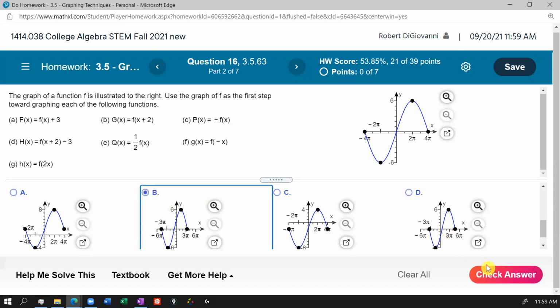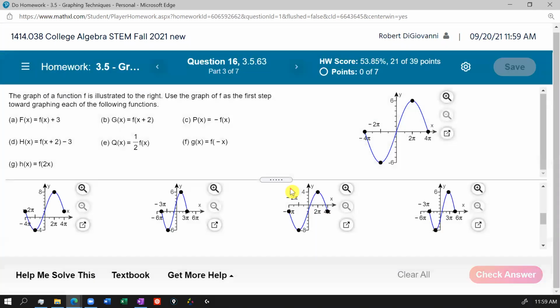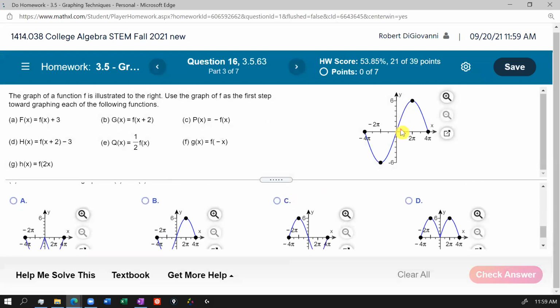So negative f of x, that flips it over the x-axis. So that means this top goes down, this down goes up. It's got to be this one.